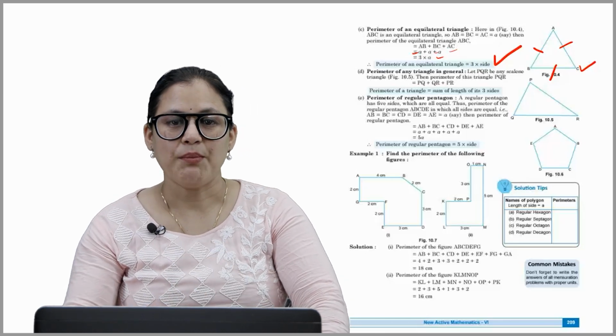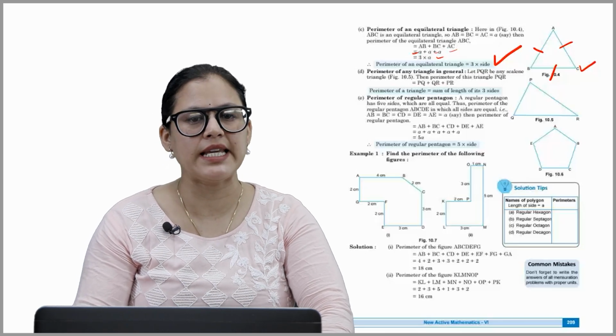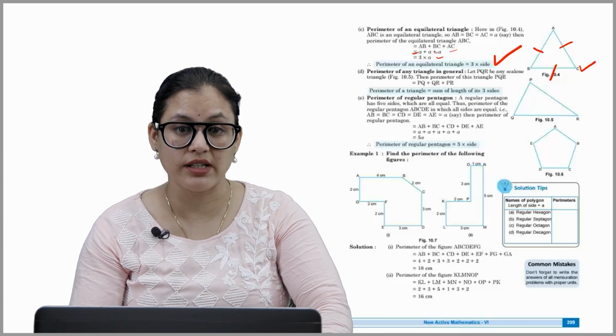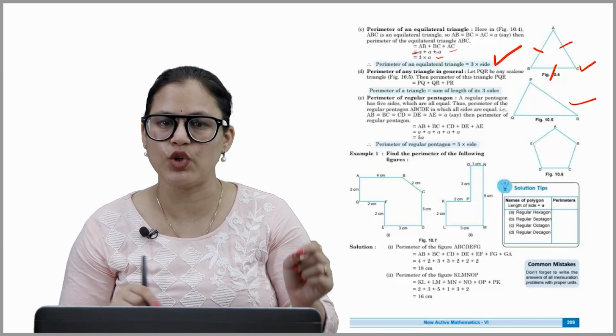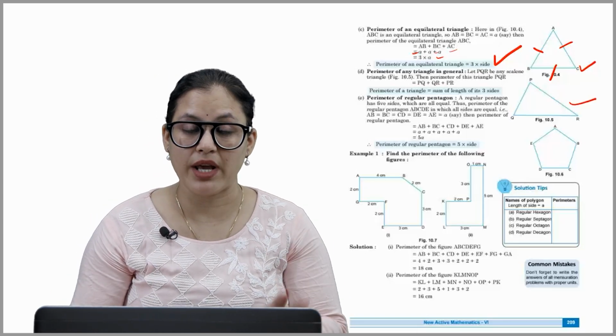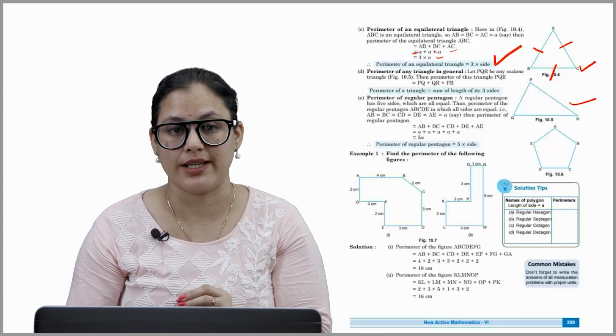D. Perimeter of any triangle in general. Let PQR be any scalene triangle. Then the perimeter of this triangle PQR is what? We will simply add the three sides, that is PQ plus QR plus PR. So the perimeter of a triangle is equal to the sum of the lengths of its three sides, right?